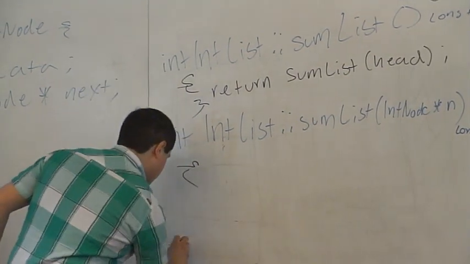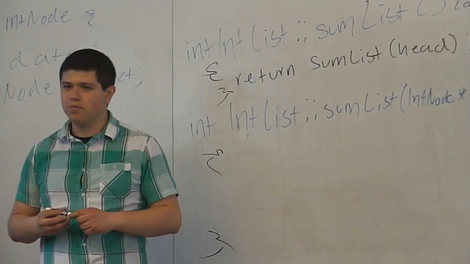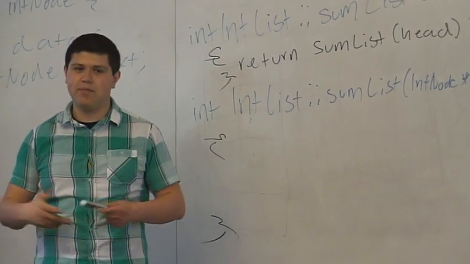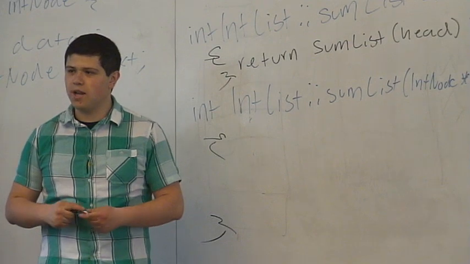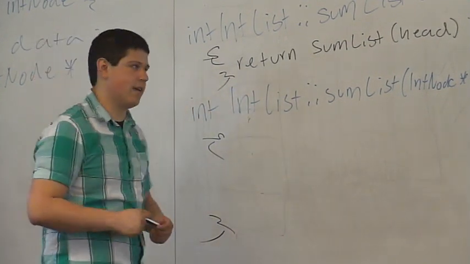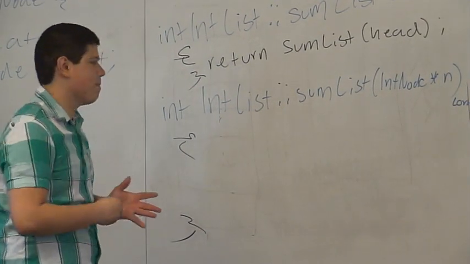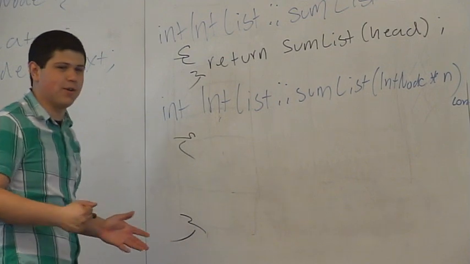Because it doesn't make sense to have the user pass in head as the parameters of it, especially when head should be private. Yeah, he doesn't have access to head. So, any questions about that? No. Yeah, that should be simple. It's just like a wrapper function. I'm not sure what to call it.